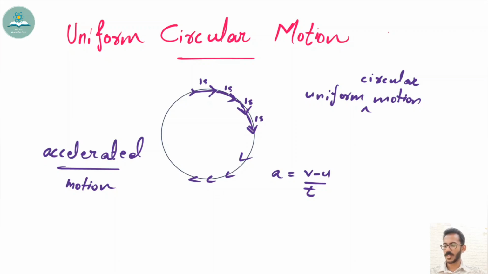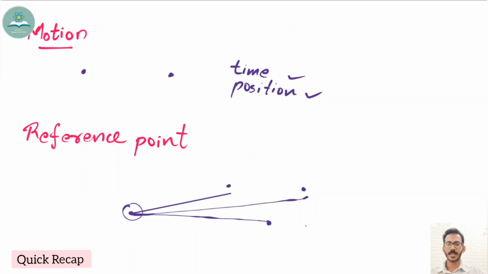Let's see what we have studied till now. First of all, we described what is motion. If an object is changing its position with time, then we'll say that the object is in motion. Then we'll always use a reference point to say whether the object is moving or not. Reference point is nothing but the point based on which we say whether the object is moving or not.